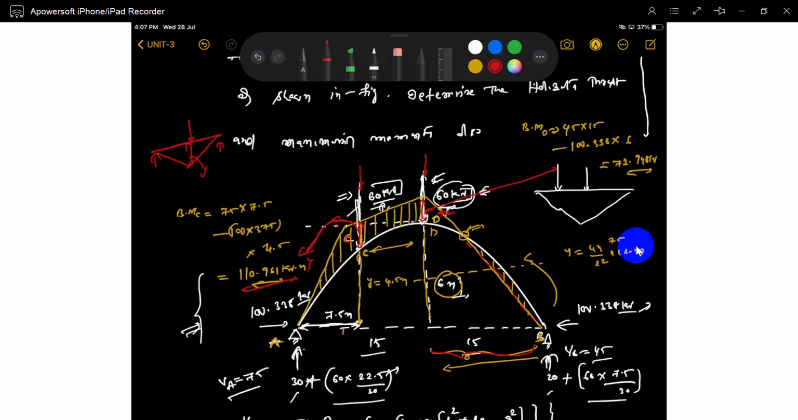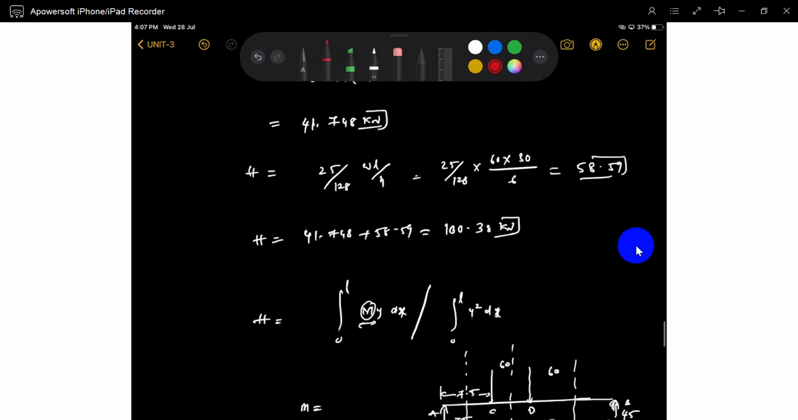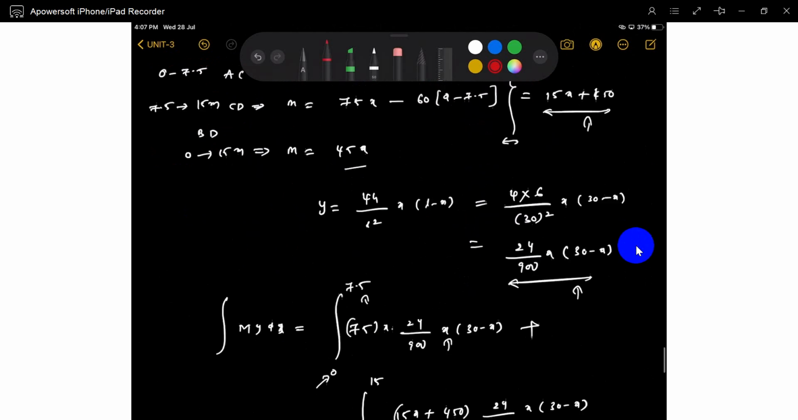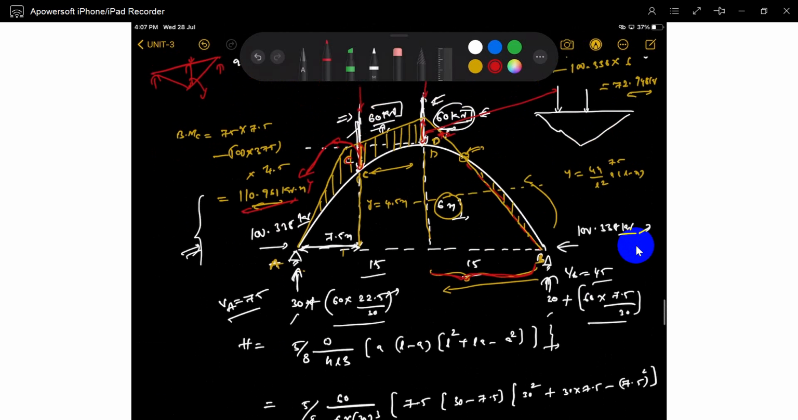You have to write down the bending moment equation from B to D. We already wrote it: from B to D. What is that bending moment equation? Somewhere at X, it is 45 into X minus 100.345 multiplied with Y. We don't know where it is, but we can write it.